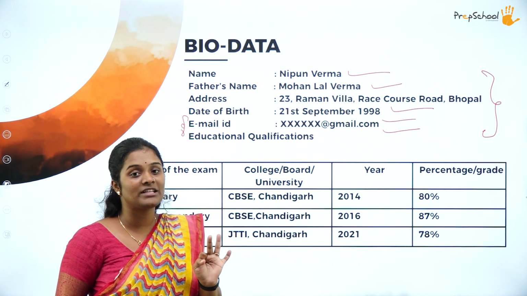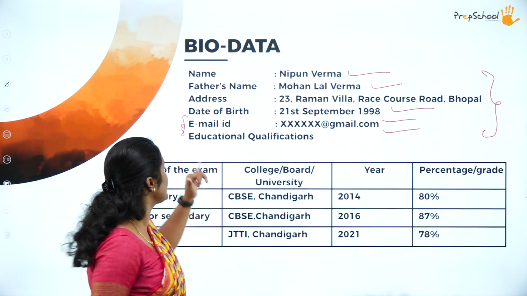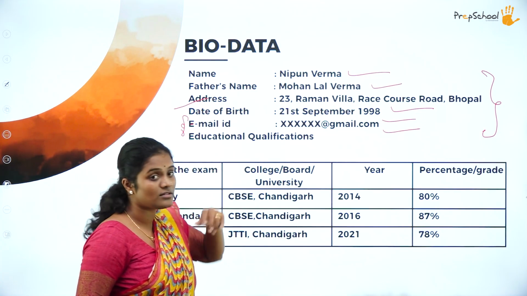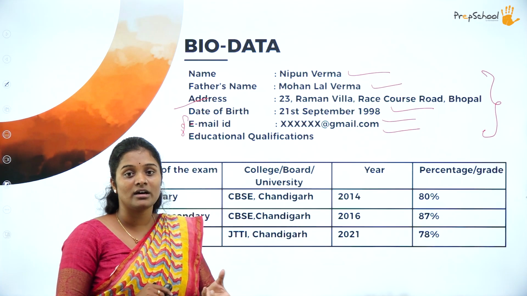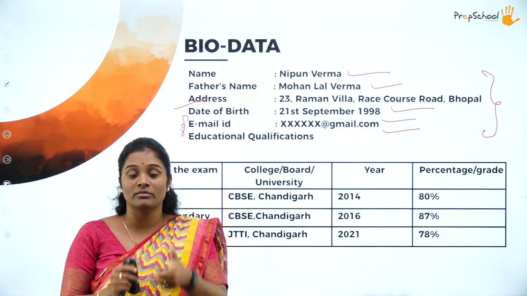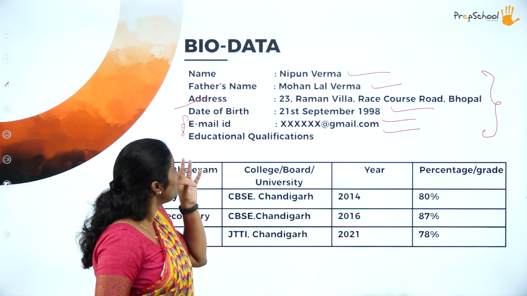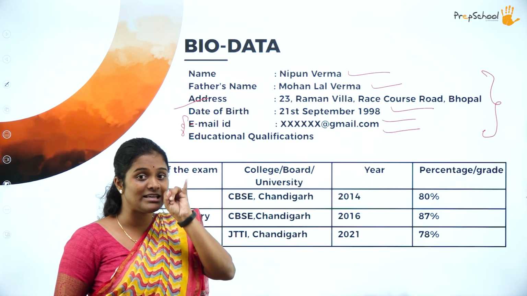So email ID has been given, address is given, if something is going to be sent to you. There's address, there's date of birth, to know how old you are and what would be your psychological and mental maturity, which would be appropriate or not for the job that you're undertaking. So there is name, father's name, address, date of birth, email ID.